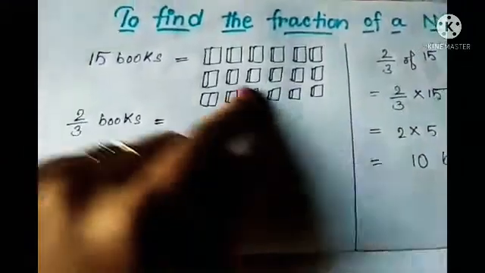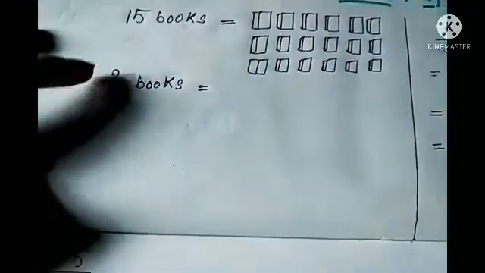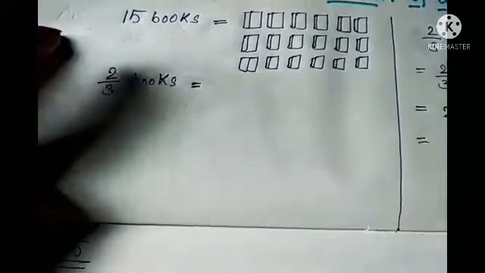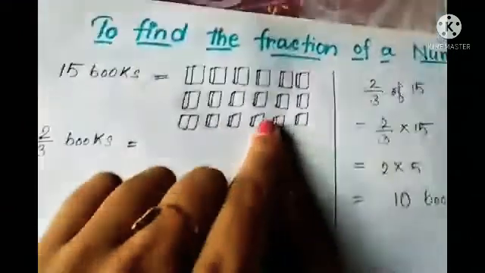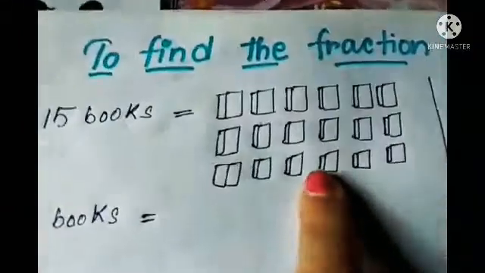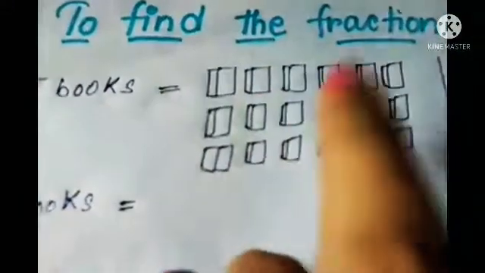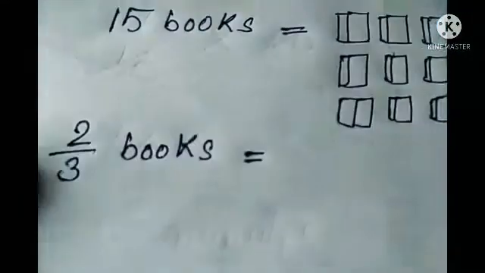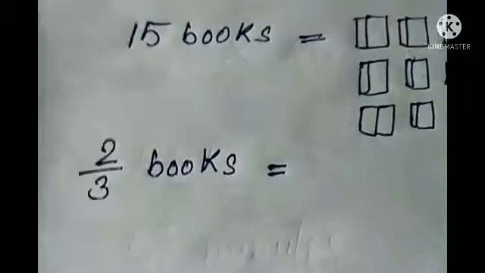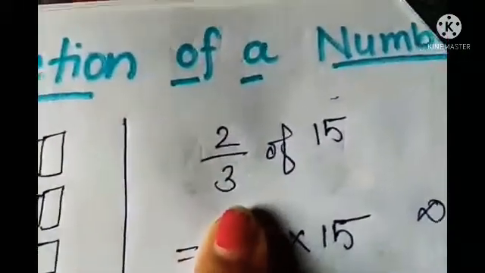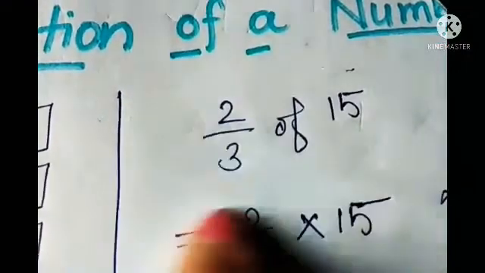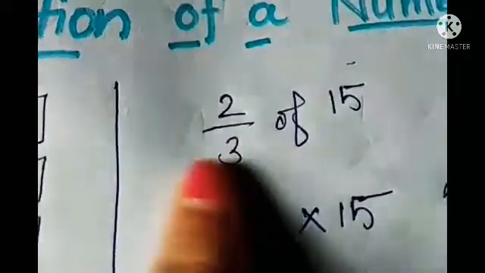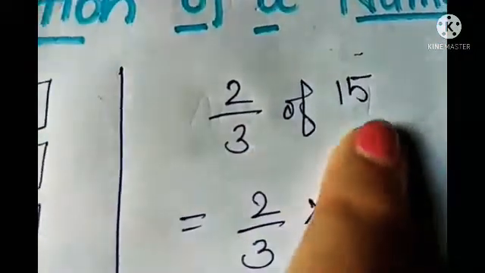You see, first one number is given: 15 books, and I have drawn 15 books over here. Now we have to find 2 by 3rd of the books. 2 by 3rd of 15 books. So what will be the number of these books? The total number is 15, and the fraction given is 2 by 3rd. 2 by 3rd of what? Of 15. Similarly I have written here that the fraction given is 2 by 3rd, 2 by 3 of 15. We need to find that.